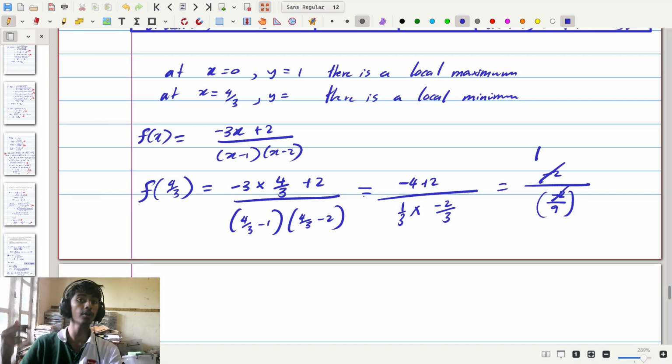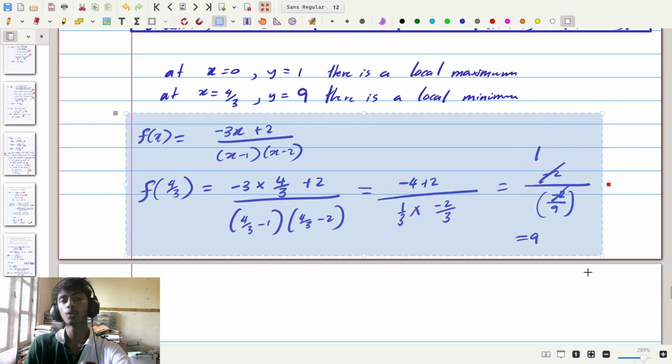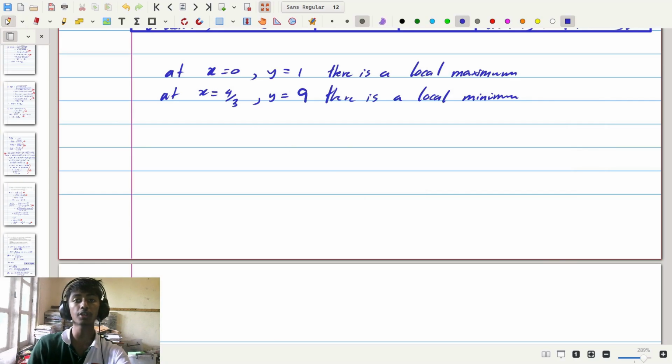Now 1 over 1 over 9 is going to be equal to 9, and therefore the final answer is 9, meaning that the y-coordinate corresponding to x equals 4 over 3 is also equal to 9. So with this, we have found the coordinates of our two local maximum and local minimum. The local maximum is at x equals 0 and y equals 1, and the local minimum is at x equals 4 over 3 and y equals 9.